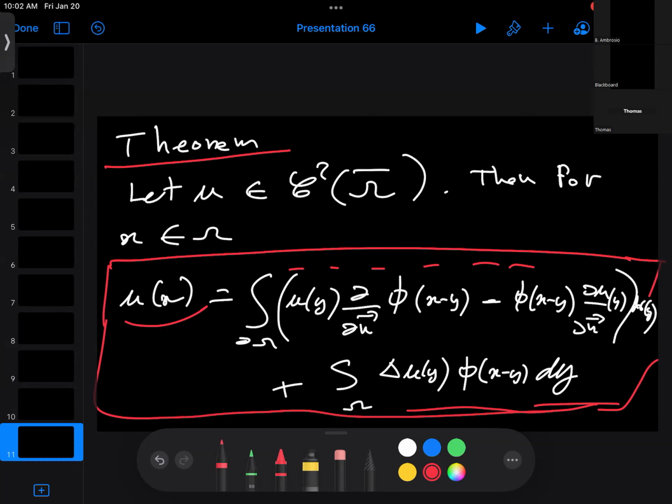Okay, so I give you 5 minutes. Look at this equation, reflect on that, and try to identify this with the formula of the previous exercise.